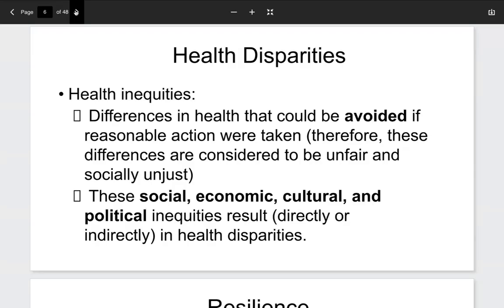So an example is that Indigenous communities in Canada have higher rates of diabetes. And this is due to the lack of access to nutritious food, the lack of access to safe housing, as well as a lack of culturally appropriate healthcare. And all of this stems from colonization as well as systemic racism. So this is an example of a health inequity because these differences in health can actually be avoided. So that's the key term again, if reasonable action was taken, right?